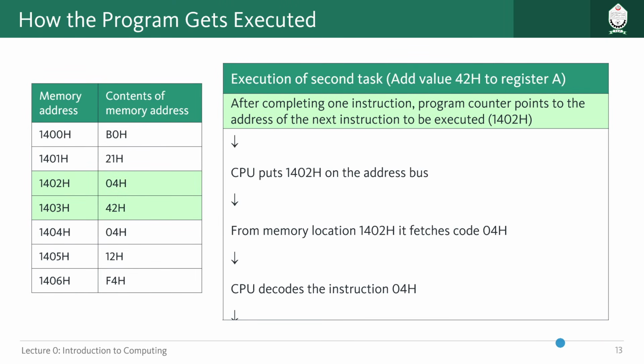Next, let us look at the second task. Add value 42H to the register A. So after completing the first instruction, the program counter now has to point to the address of the next instruction, which is 1402H, right? So it has to increment by 2, which is kind of different compared to your SAP1.